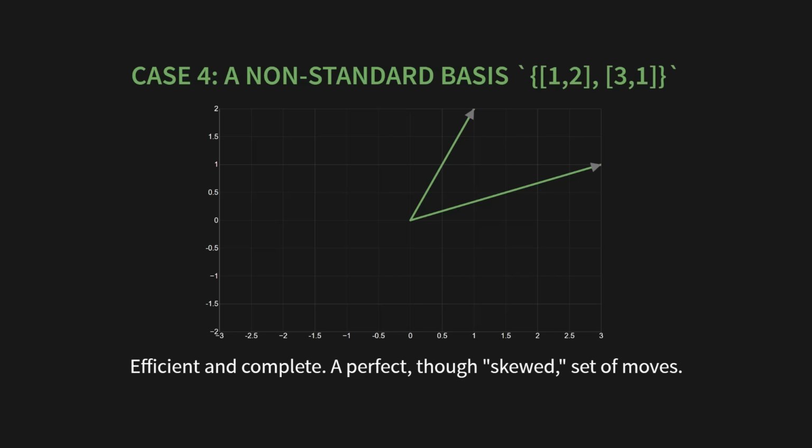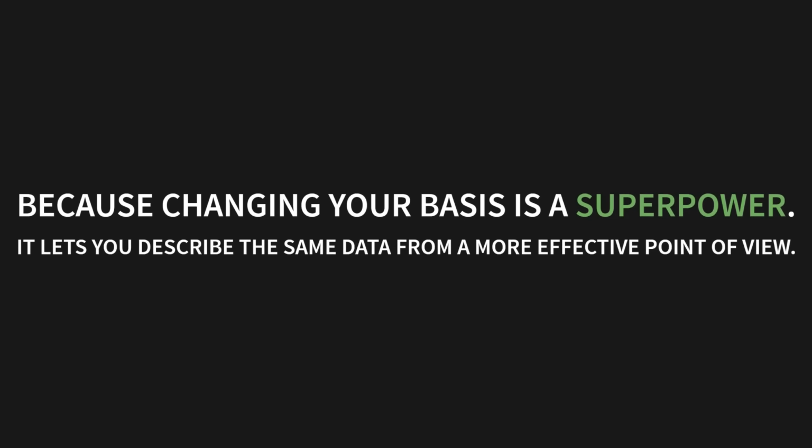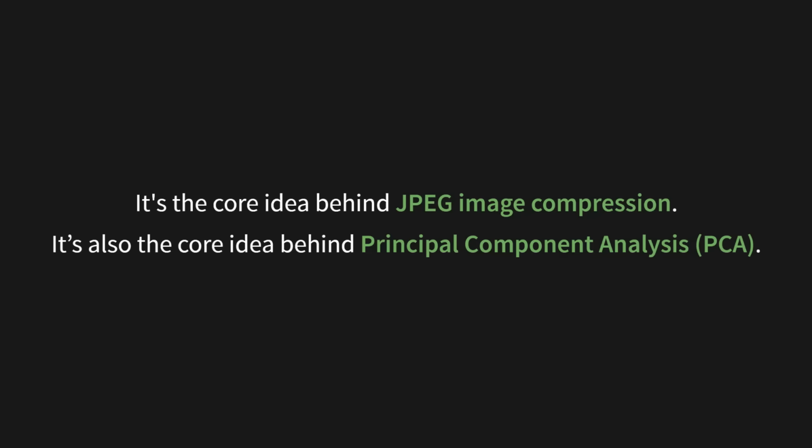Okay, you're thinking, I get the game analogy, but why should I care about a non-standard basis? Because changing your basis is a superpower. It lets you describe the same data from a more effective point of view. It's the core idea behind JPEG image compression. It's also the core idea behind principal component analysis, or PCA. Let's connect this back to what you already know.